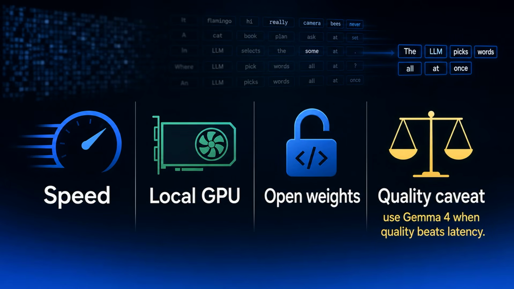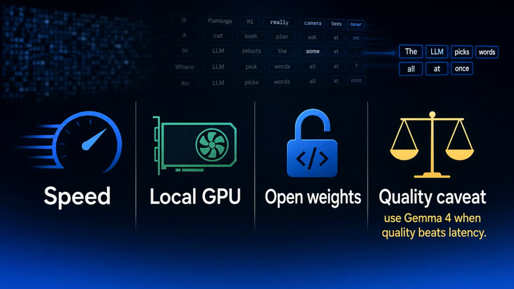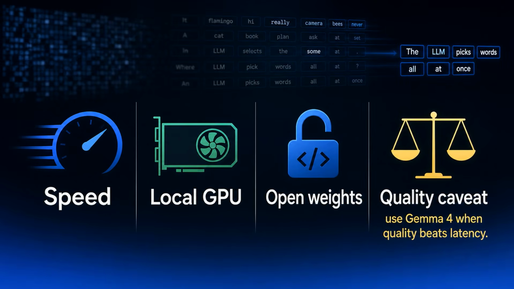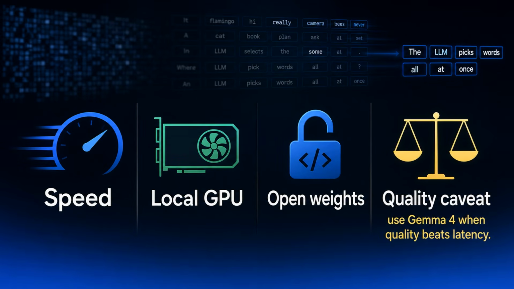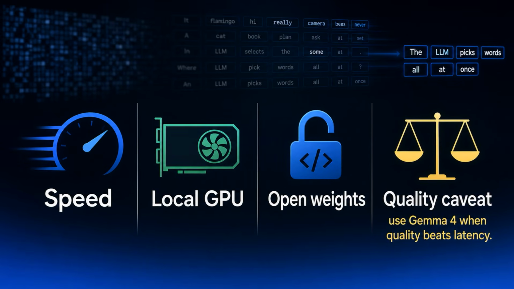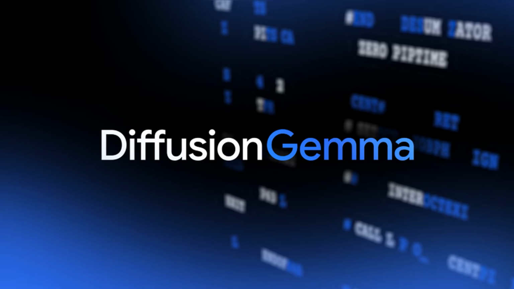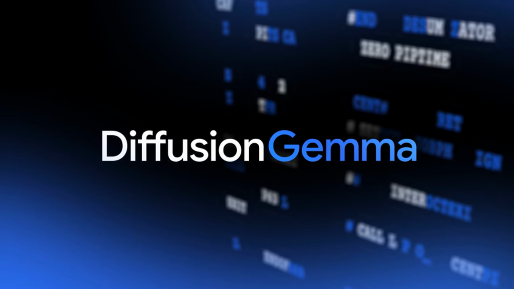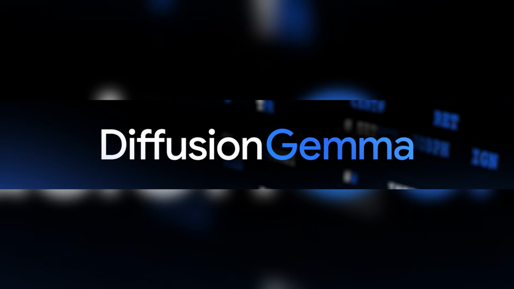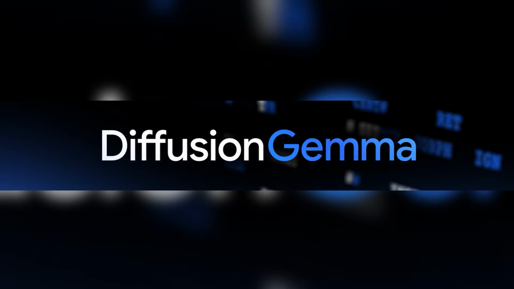DiffusionGemma is an experiment, and Google labels it that way. It will not replace general-purpose language models for hard reasoning or production-grade text. But for interactive tools, local assistance, code generation, and any workflow where waiting on the model is the problem, it is a real alternative to test. The weights are open, the tooling is ready, and the speed-quality trade-off is now in the builder's hands.